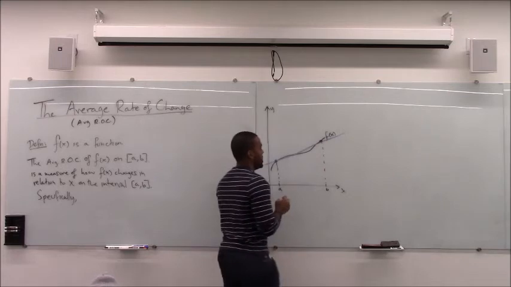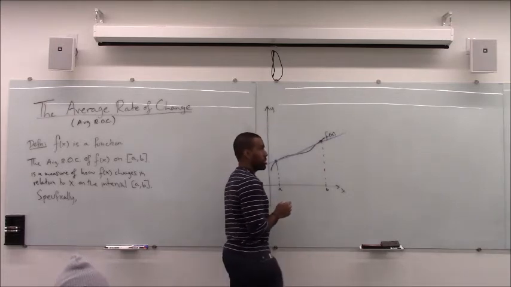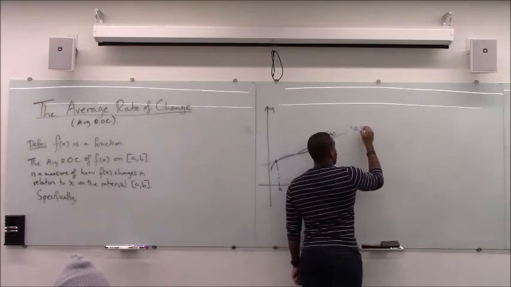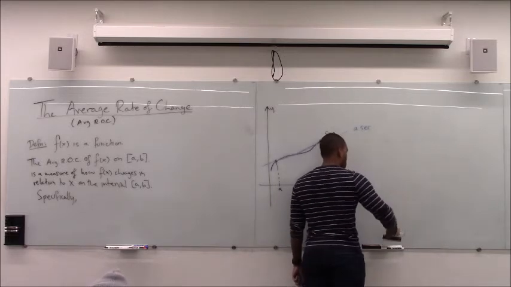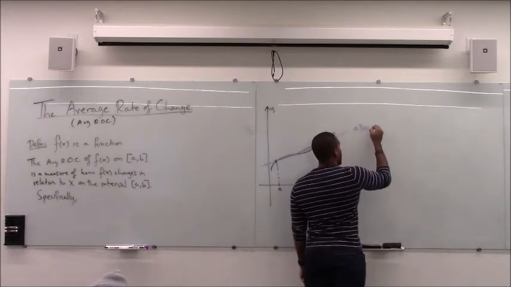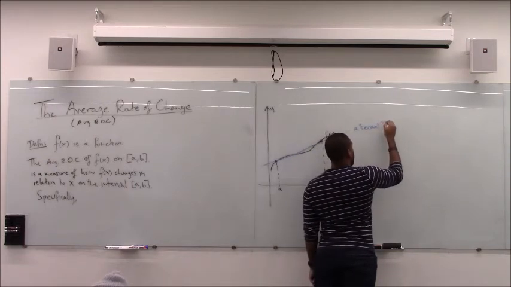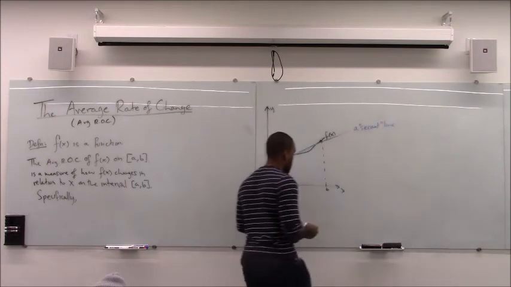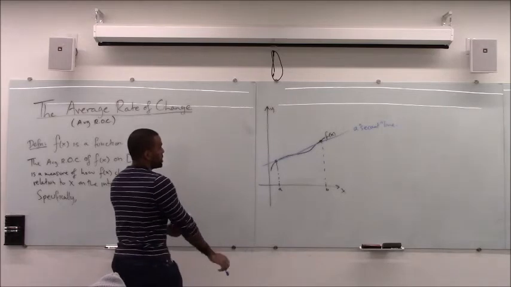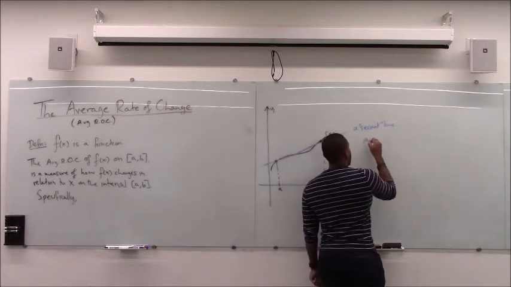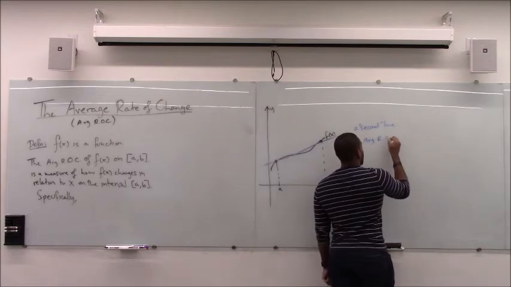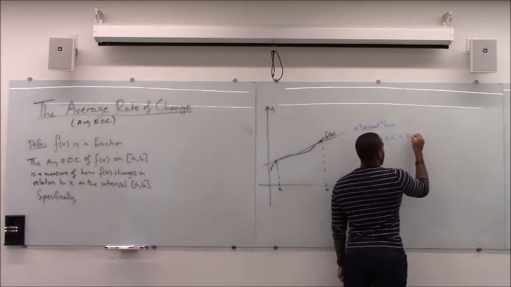Does anyone know what that line is called? It's called a secant line. So you have 2 points of interest on a function, you connect them with a straight line, it's called a secant line. And basically what you measure is the average rate of change, the slope of the secant line.